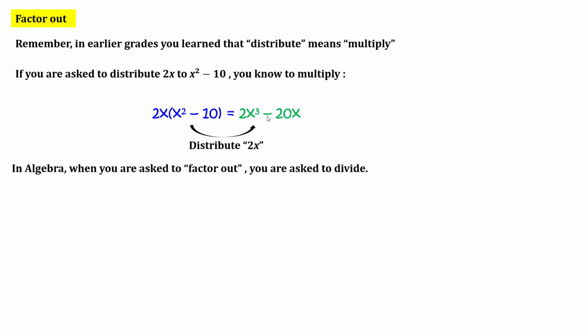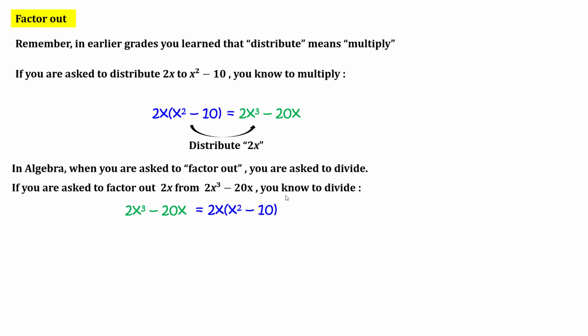Factoring out means doing the reverse, so going backwards, or to divide out. So if you're asked to factor out 2x from 2x cubed minus 20x, you're asked to divide. In the last lesson from last week, I reminded you how to divide two terms by one term. If you factor out 2x, you get 2x cubed minus 20x equals 2x times, dividing this by 2x, x squared minus 10. So factor out means to divide out.